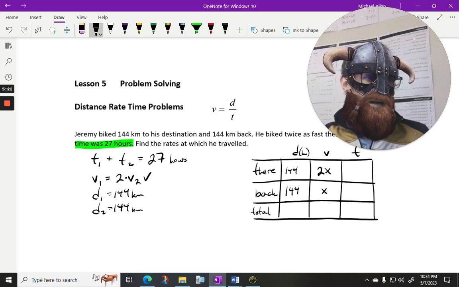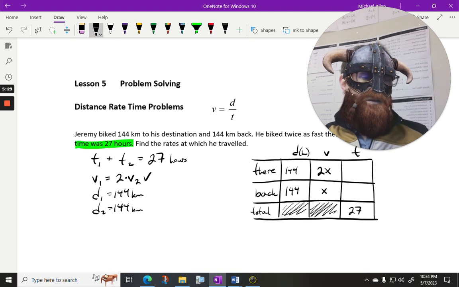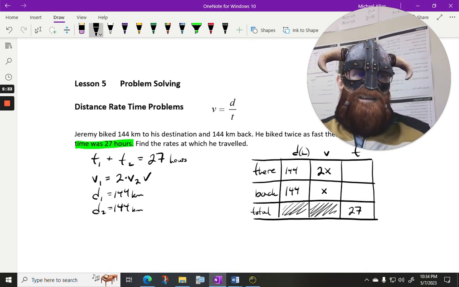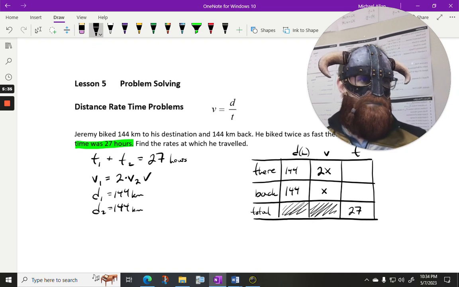The problem is I don't know the time, but I do know the total time. So I'm only going to fill in the 27 down here. I'm not going to do anything else with the other ones. These kind of scratch off. You only fill in this bottom column with the stuff they give you. Don't just add in extra pieces where it's not needed.